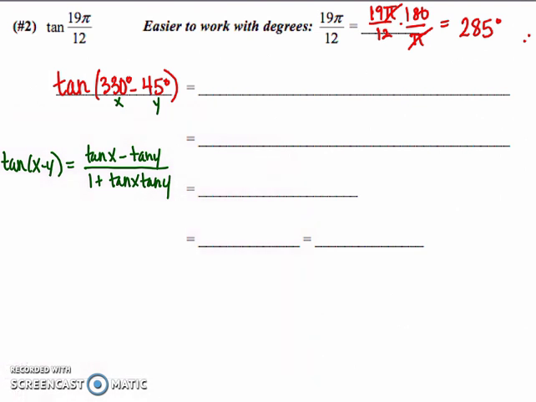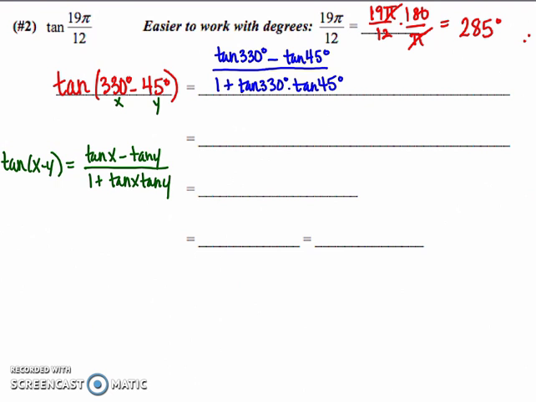All right, so my first step here is going to be tangent x, which would be tangent of 330 degrees, minus tangent y, so minus tangent of 45 degrees. That's in my numerator. And that's going to be divided by 1 plus tangent x, so tangent 330 degrees times tangent y, which is tangent 45 degrees. Okay, so just a plug-in step here. And now I am going to actually plug in the values for these tangents, okay?